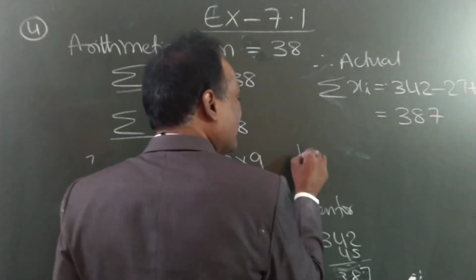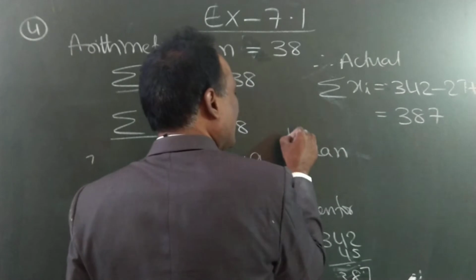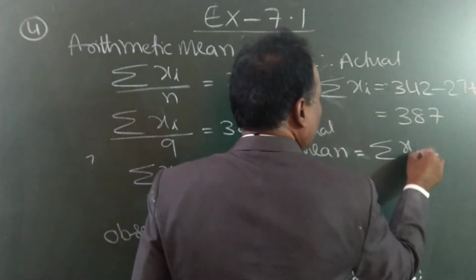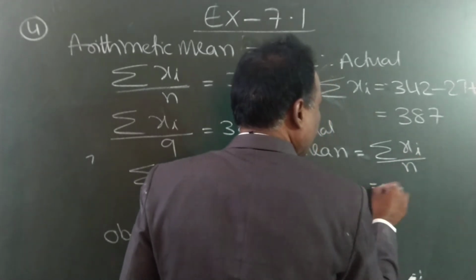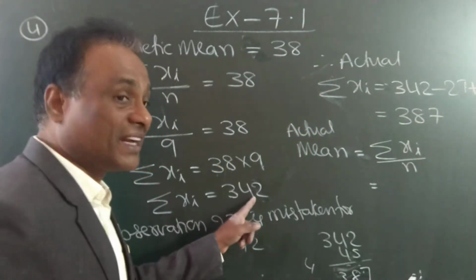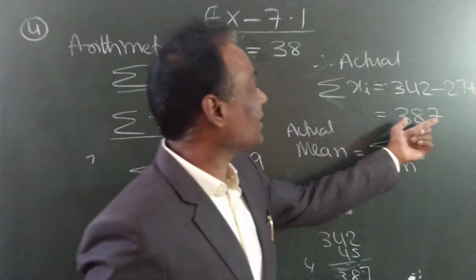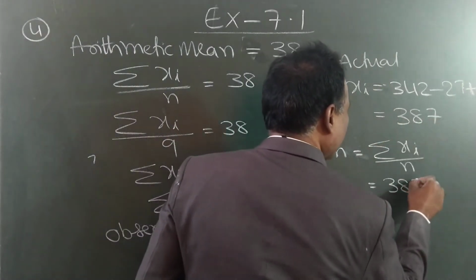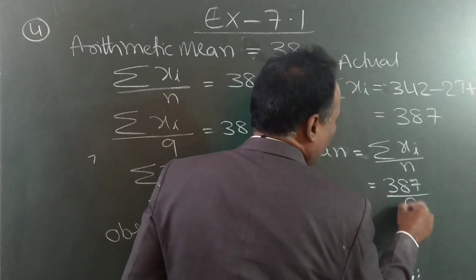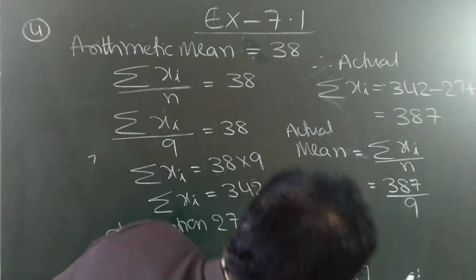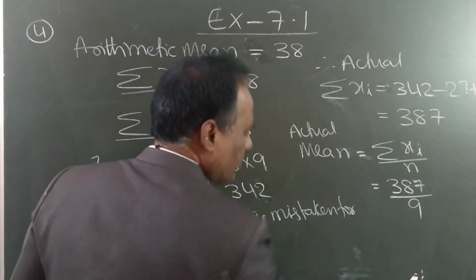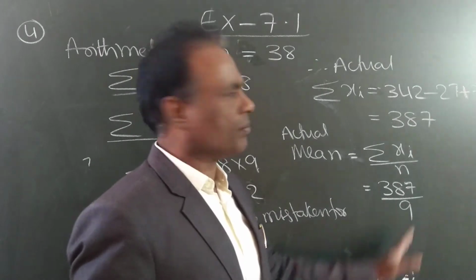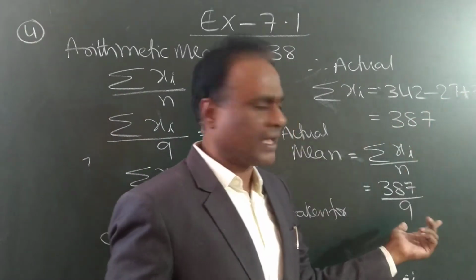Then what is the correct mean? Actual mean is the same formula, sigma xi by n. Sigma xi was 342 but it was wrong. Now the correct sigma xi is 387. 387 by how many numbers? Same 9 numbers only. We made one mistake. Instead of one number, we added another number. So same 9 numbers. We removed one and we added one, with the same 9 numbers.